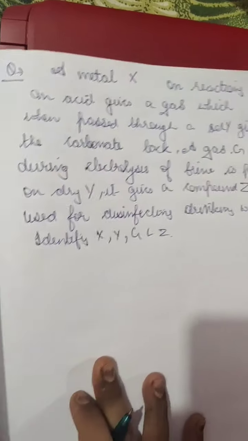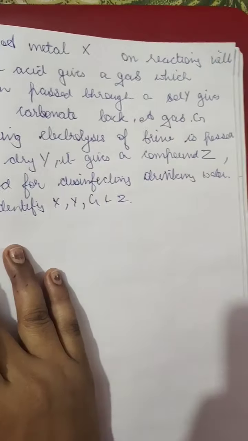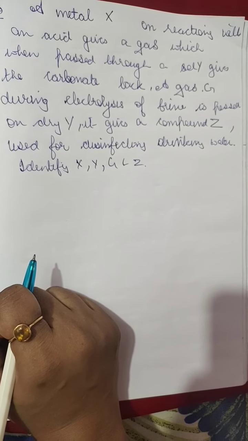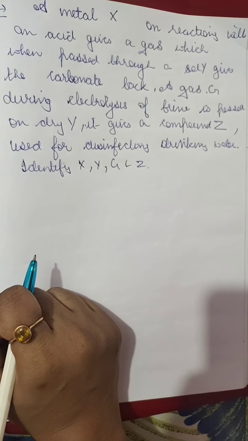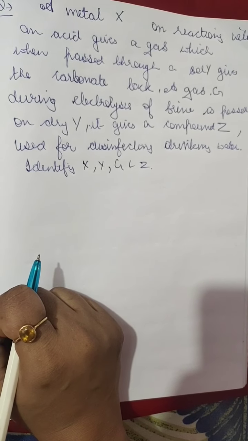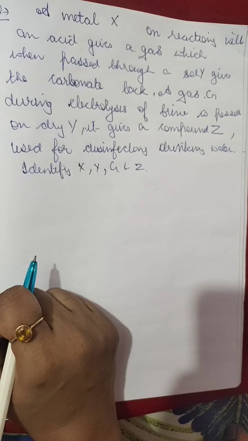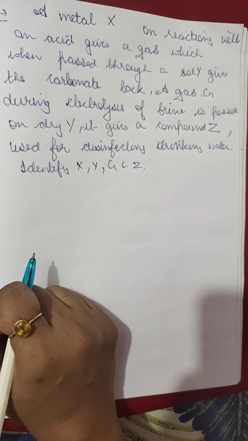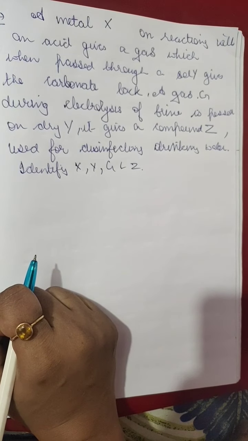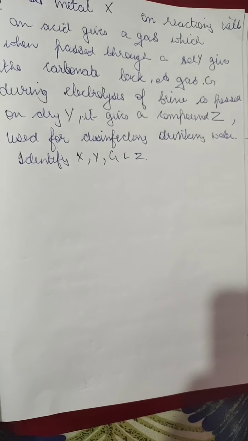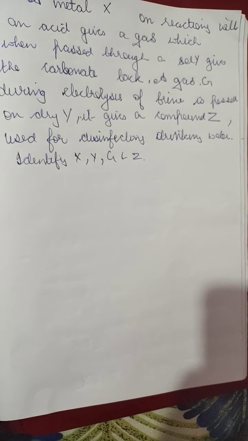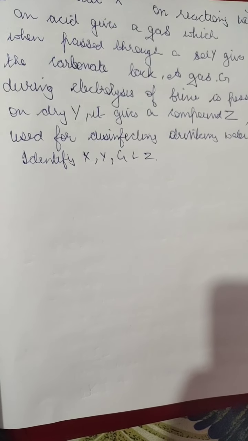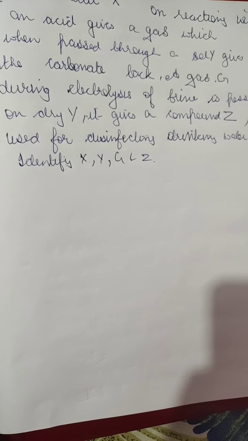Okay, so this is a question. I repeat, a metal X on reacting with an acid gives a gas which when passed through a solution Y gives the carbonate back. A gas G during electrolysis of brine is passed on dry Y. It gives a compound Z used for disinfecting drinking water. So if you remember, the compound which is used for disinfecting water is always bleaching powder, which is CaOCl2.